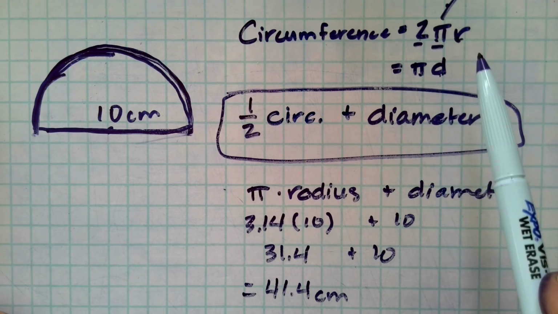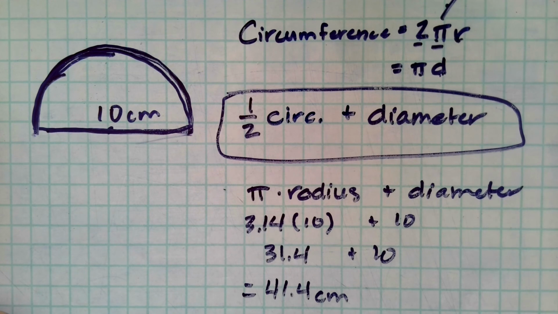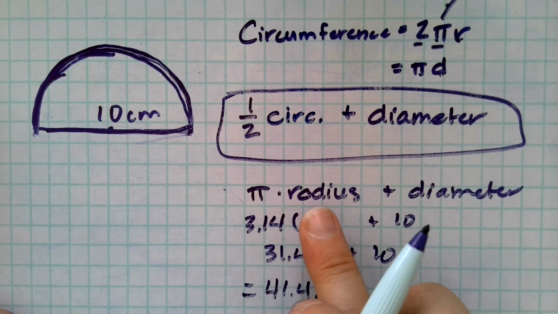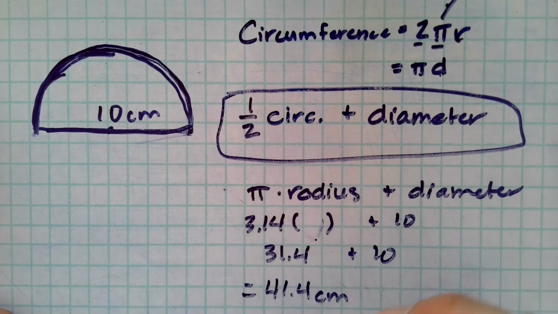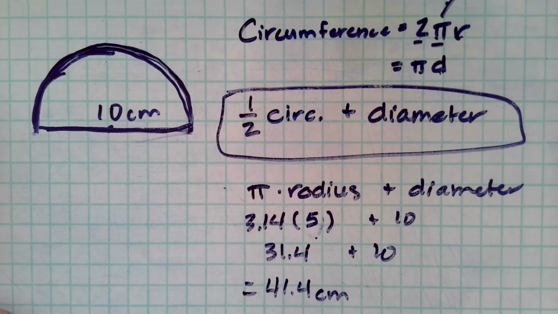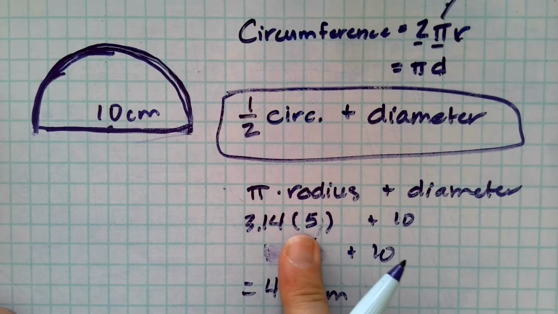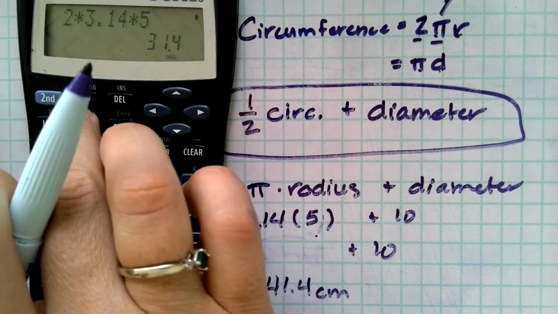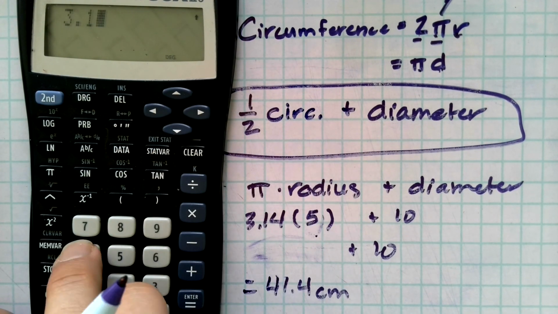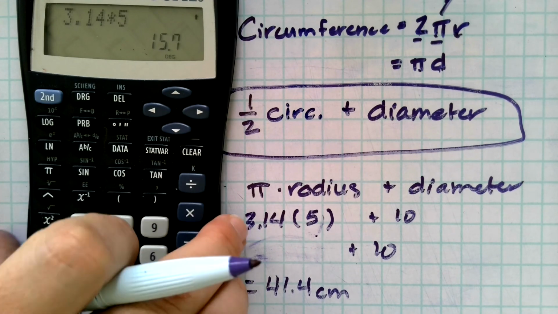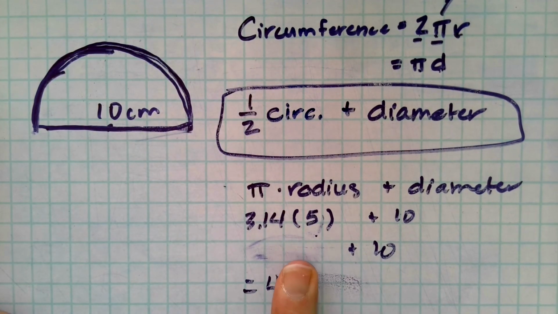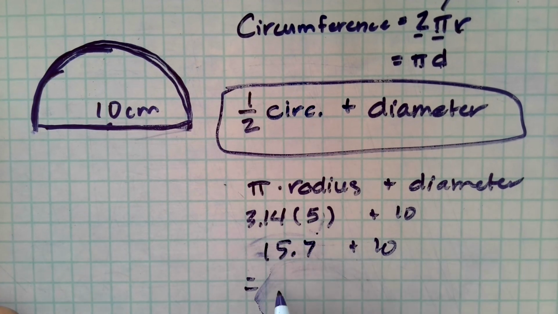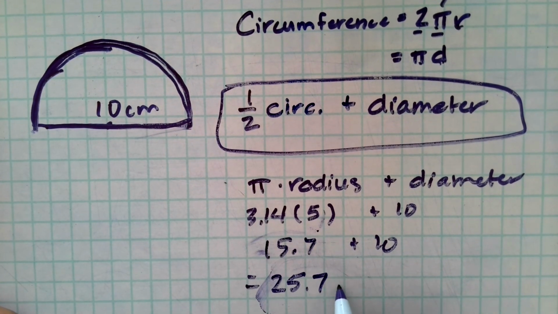Ooh, but do you know what? I actually did this wrong. I actually should have multiplied by the radius, and here I multiplied by the diameter. Oh dear. Don't make that mistake. So we're going to say 3.14 times 5 plus 10. So if you got your calculator here, 3.14 times 5 is 15.7 plus 10. All right, and here we go. So 15.7 plus 10, so this would be 25.7 centimeters.